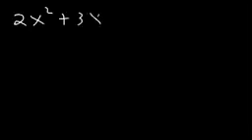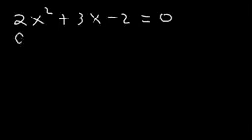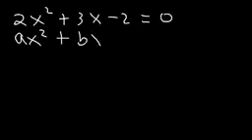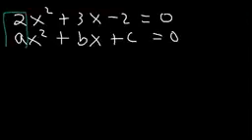Now sometimes, if you're having difficulty factoring an expression, you can always use the quadratic formula. So let's use the quadratic formula for the example that we just worked on. This equation is called a quadratic equation, and it's in standard form: ax squared plus bx plus c. Therefore, you can see that a is 2, b is 3, and c is negative 2.